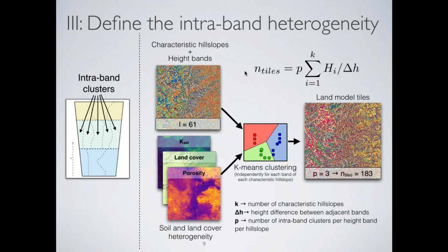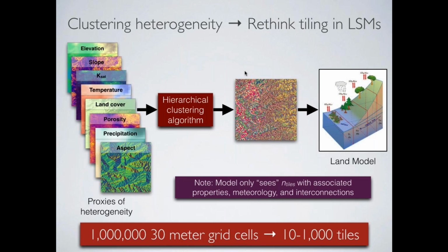And so here are the parameters that go into this algorithm. The number of characteristic hill slopes, which is K, delta H, which is the height difference between adjacent bands, and P, which is the number of intra-band clusters per band per hill slope. So that's a lot of detail, but the main idea I want to get across is we have all these proxies of heterogeneity. We have what we're going to call a hierarchical clustering algorithm. And that clustering algorithm takes into account all this heterogeneity and uses hill slope structure to get the hill slope structure correct in our model, and then puts it into our model.